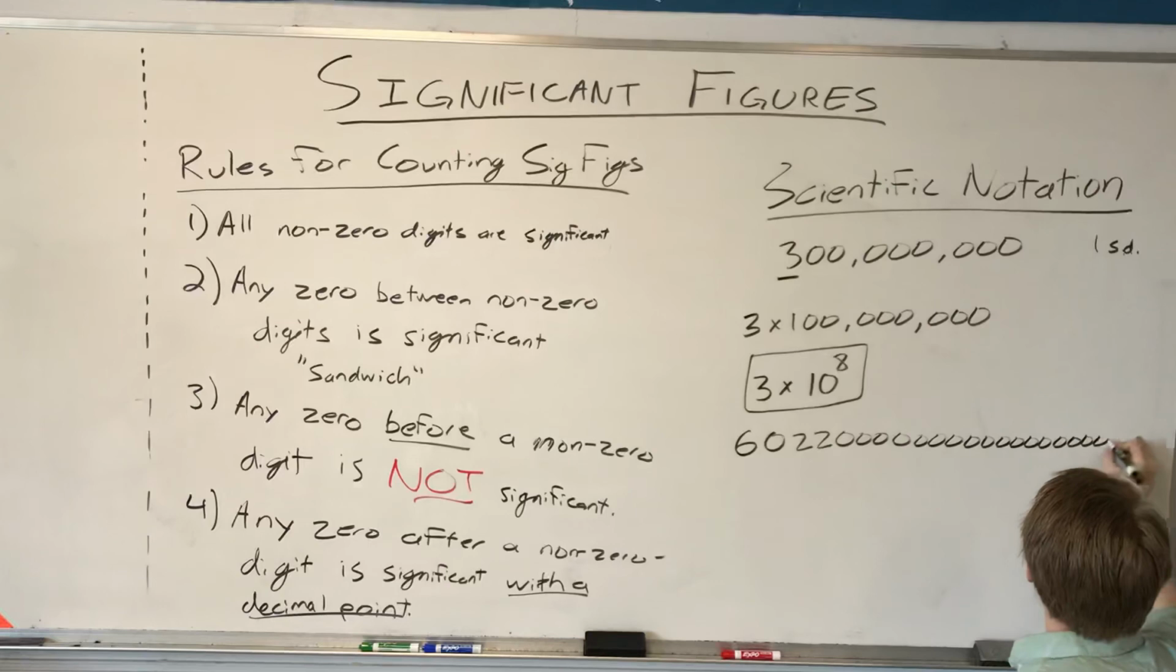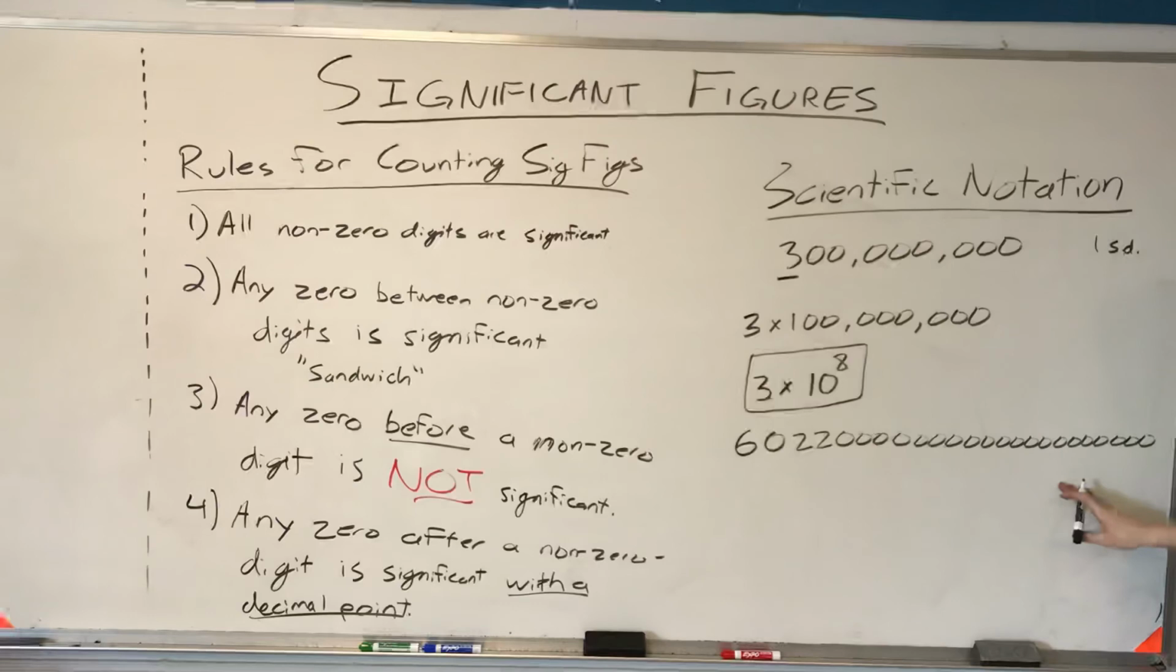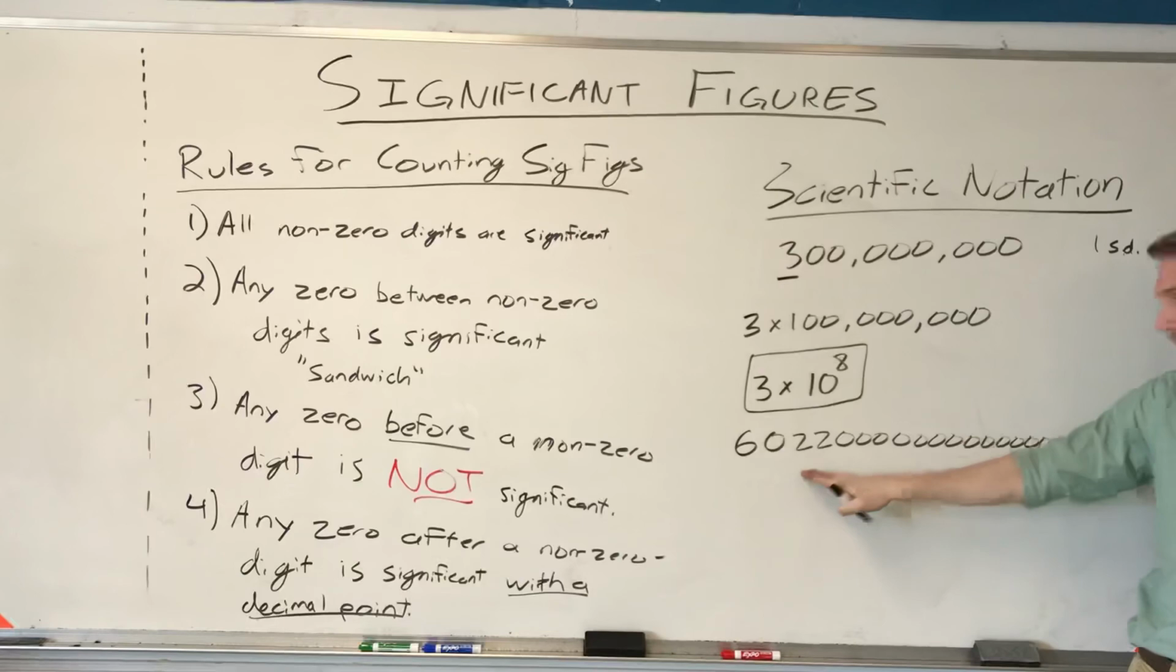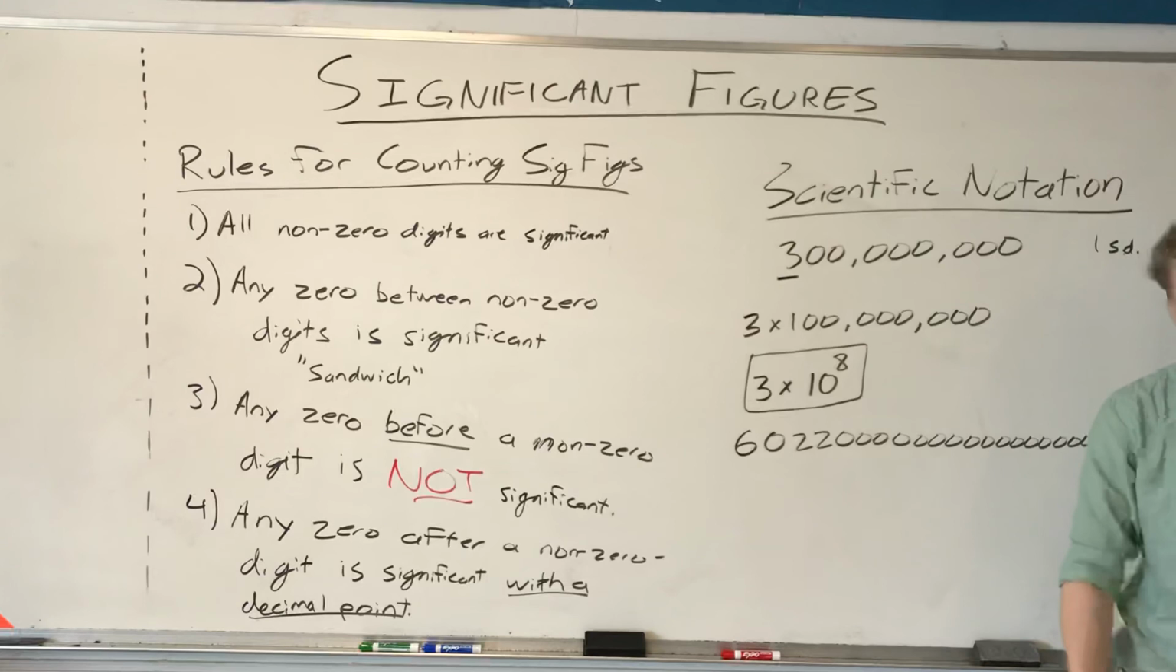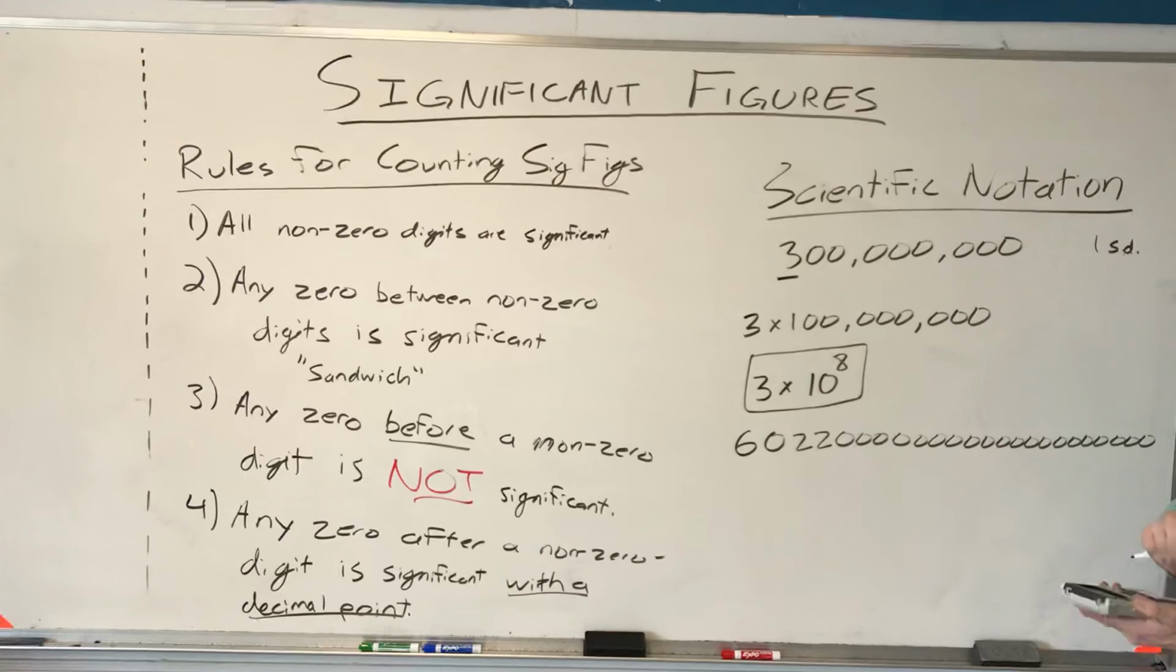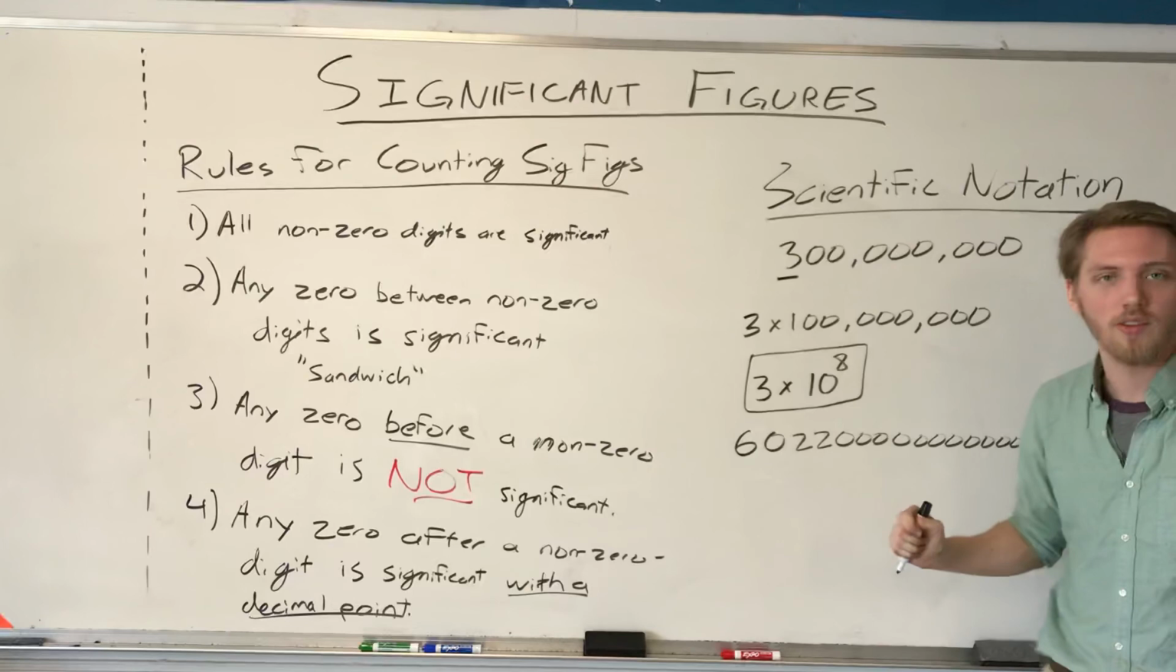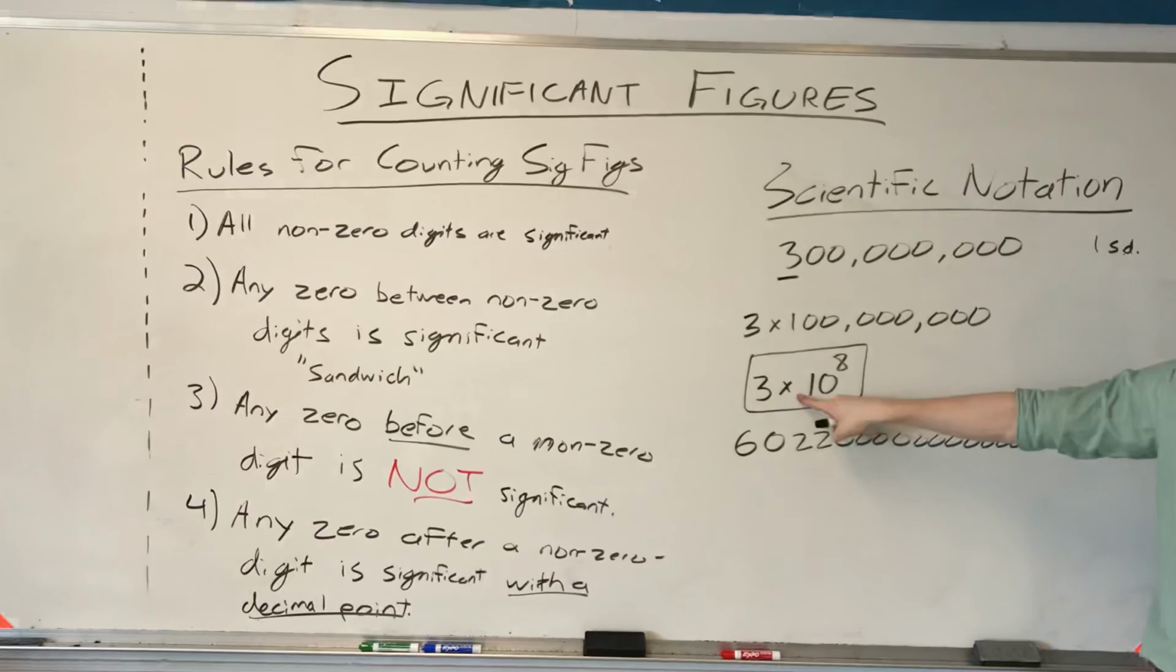This is a number that we'll be using later in the course. This is Avogadro's number. It's how many molecules are in a mole. That will make sense later. For now, just look at how huge this number is. This is an enormous number, and we will be doing calculations with this number. You don't want to sit there and go 602200000000000 every time you want to use this number. That would be ridiculous. So let's see what's significant about this number, and then shorten it to scientific notation.